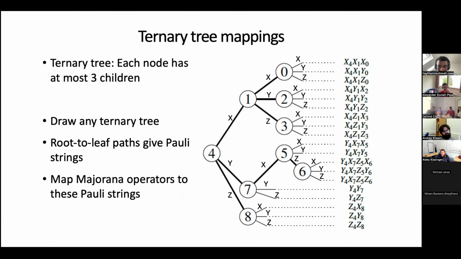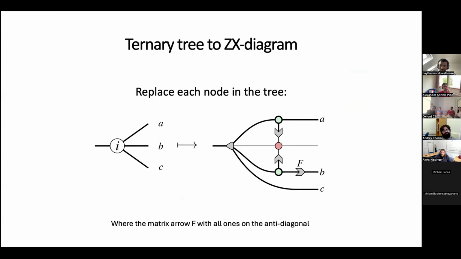And so there is a priori no reason that ternary trees would be related to linear encodings, right? There's no way. Well, I'm about to surprise you all. We can translate ternary trees to ZX diagrams.